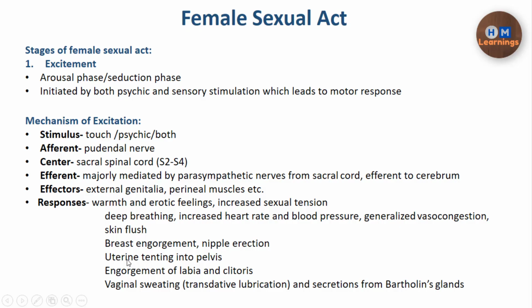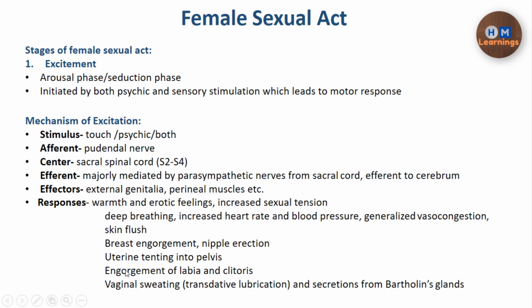Uterine tenting into the pelvis. Tenting of the uterus basically means that the uterus is going to be pulled up, which causes lengthening of the vagina. So ultimately the vagina is going to increase in length because of the pulling of the uterus. This is called uterine tenting. Then there is engorgement of all the external genitalia, that is, the labia and the clitoris.